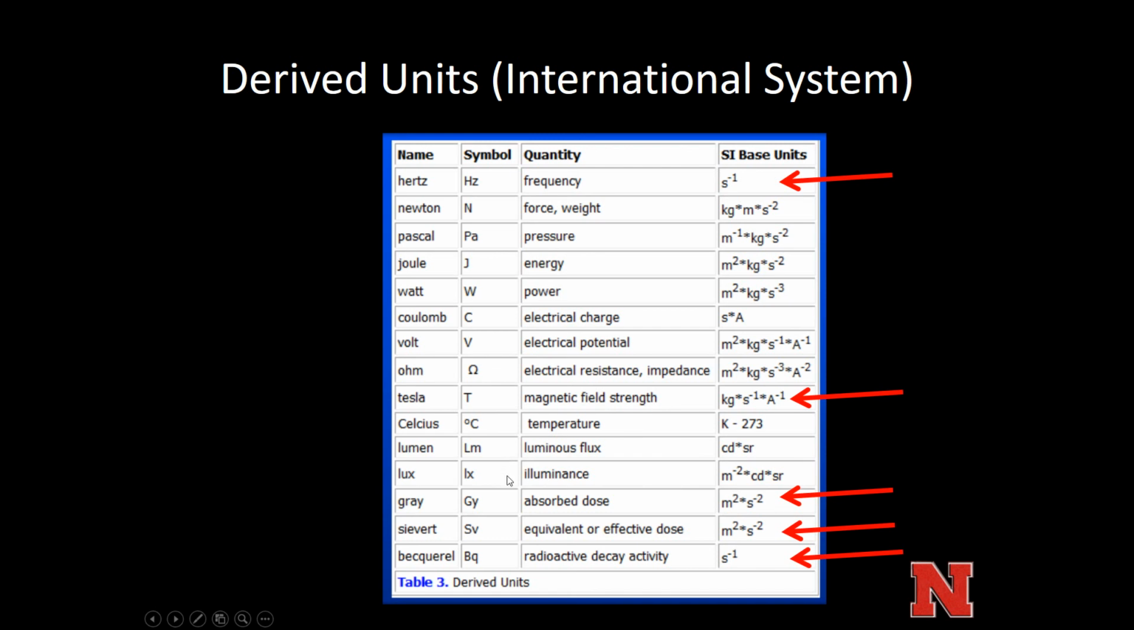You have to know about lux or illuminance. This is how in our reading rooms we measure compliance for ACR standards of reading. Like, why do we read in the dark? Well, the American College of Radiology says we do it better, and they even have guidelines for how dark it has to be. Gray is absorbed dose. That is useful in terms of relaying doses of radiation exposed to a patient. A sievert is the equivalent or effective dose. We'll get into that. Becquerel, we already covered. It's a radioactive decay activity unit.